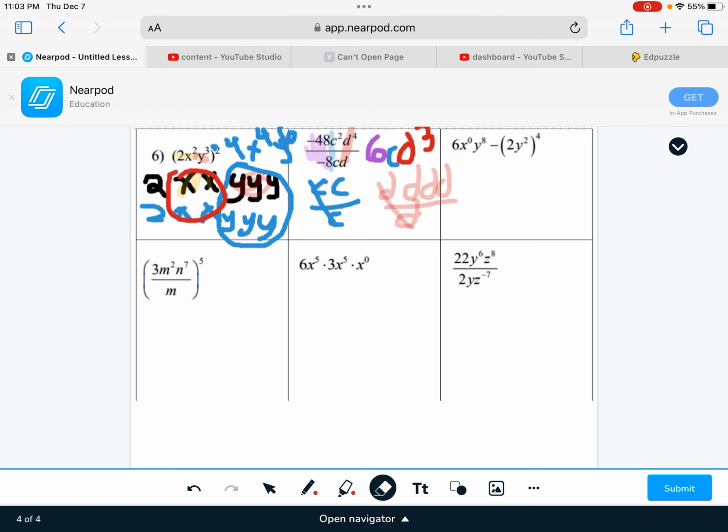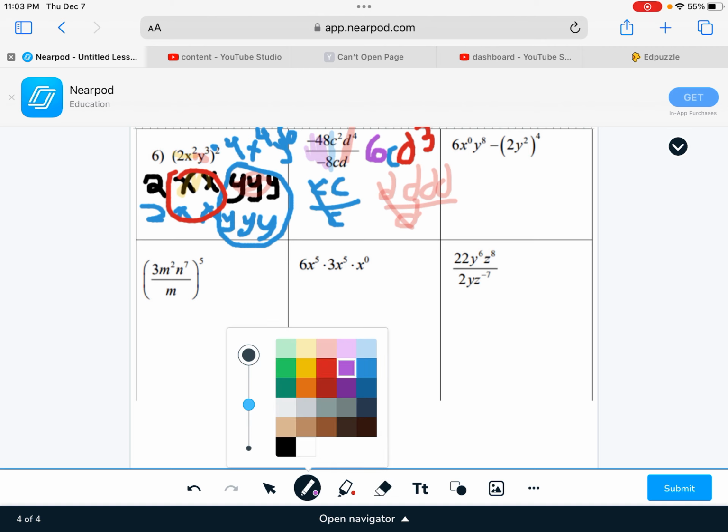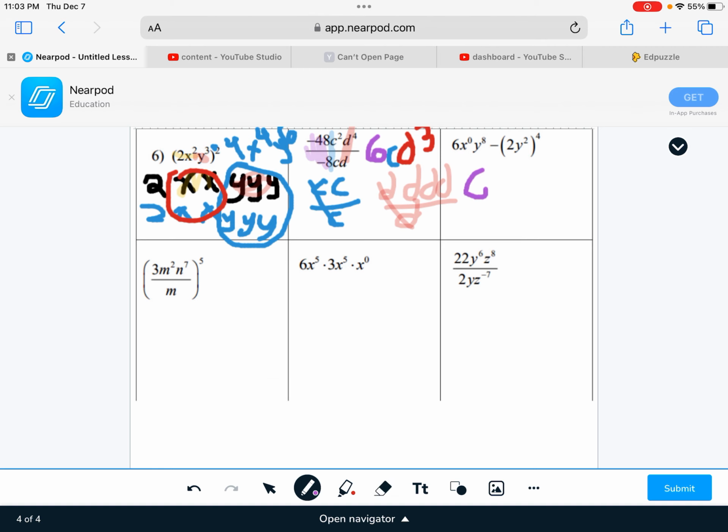On that next one over, 6x to the 0 y to the 8 minus 2y squared, to the fourth power. That's going to take a little bit more for us to be able to expand out. The good news is that the 6 stays the same with just the 6. X to the 0, you're going to note, is 1, and 1 times 6 is 6. From there, we can just look at the y's that are next to it. There's 8 y's there, and I'm a little bit lazy to have all those written out.